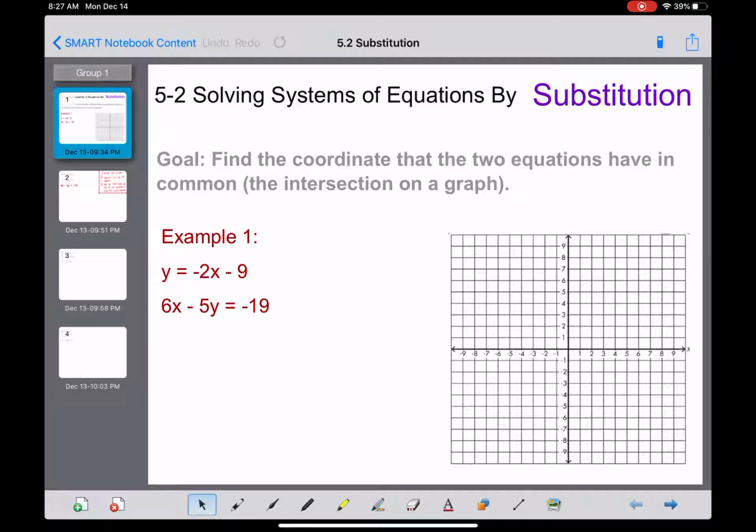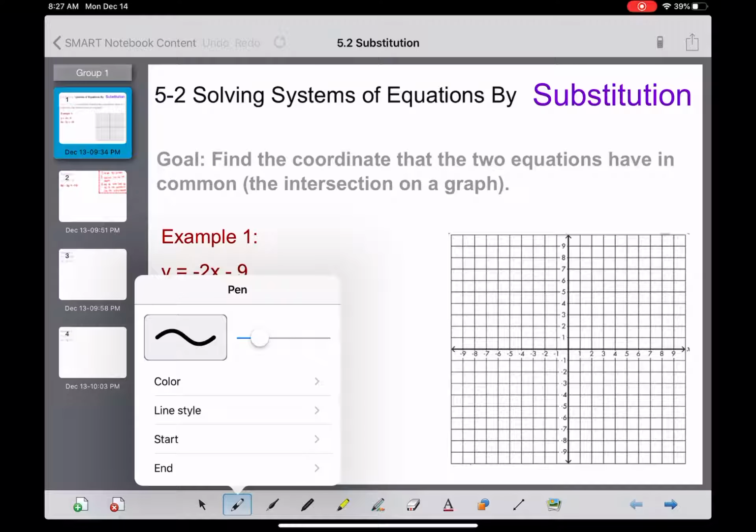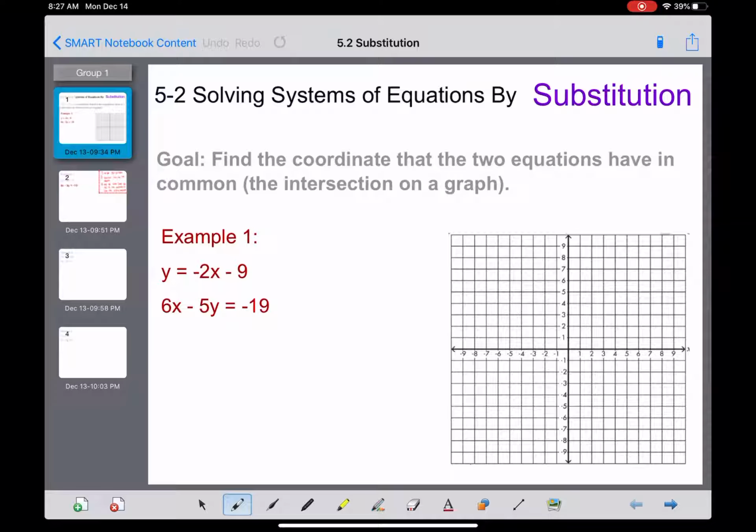Today we're going to be going over the second of the three methods that we're going to be learning to solve systems of equations. Recall that a system is a set of two or more functions, and our goal remains the same no matter what method we choose to solve. Our goal is to find the coordinate that the two equations, in our case, linear equations, have in common. So it's still the intersection on a graph. Picture-wise, it's just that we're not going to be graphing.